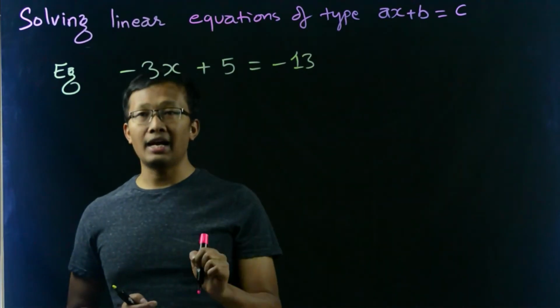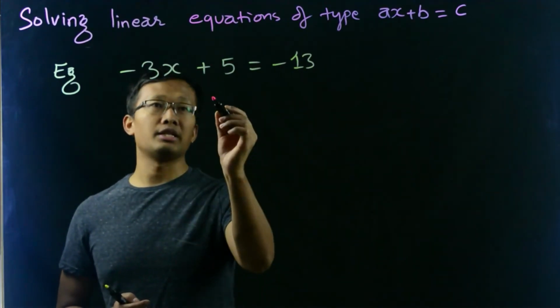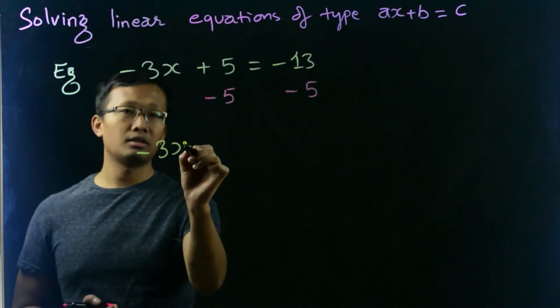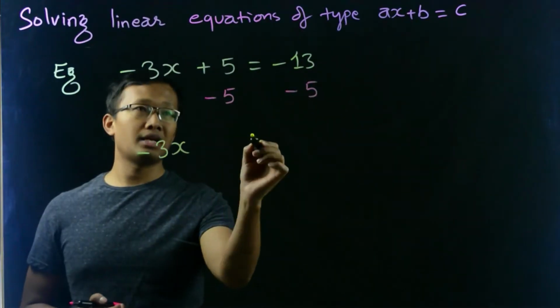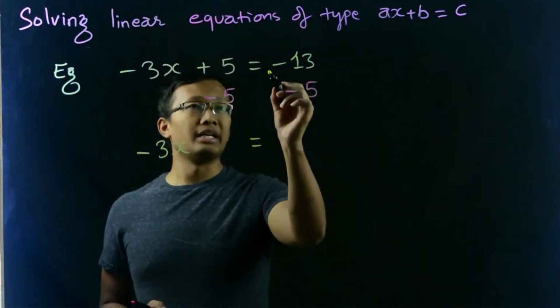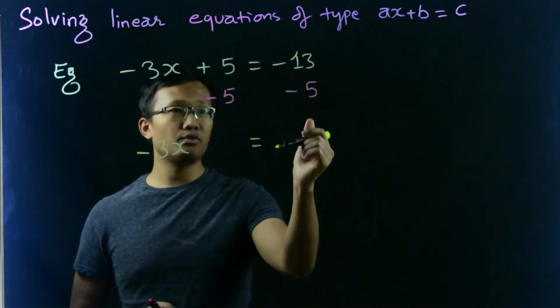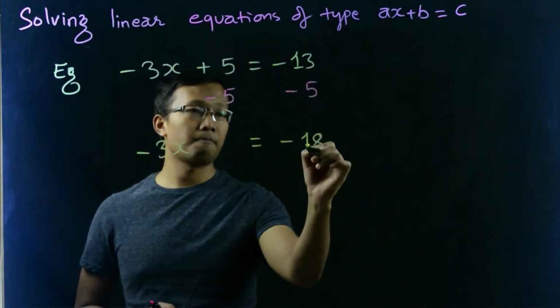So we add negative 5 to both sides. Negative 3x, 5 minus 5, they cancel out. Negative 13 and negative 5, when we add them, we get negative 18.